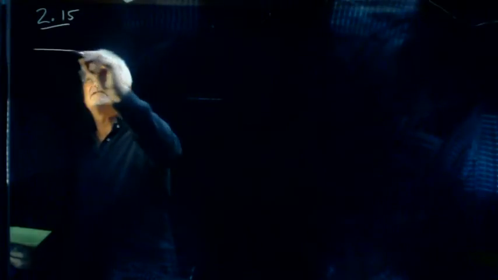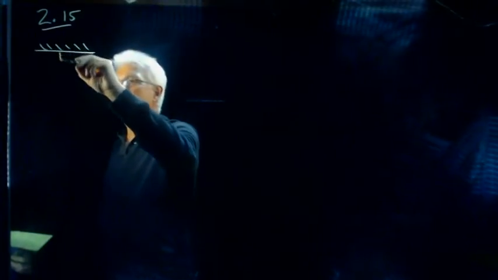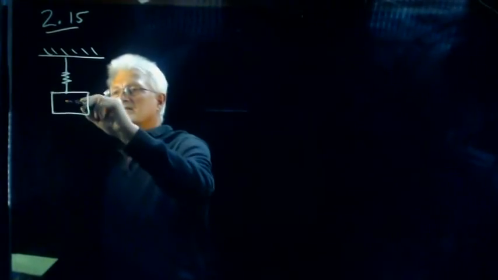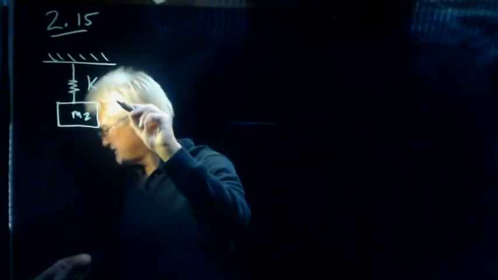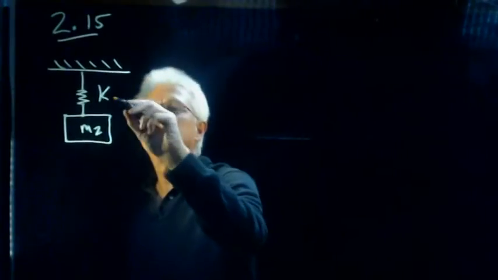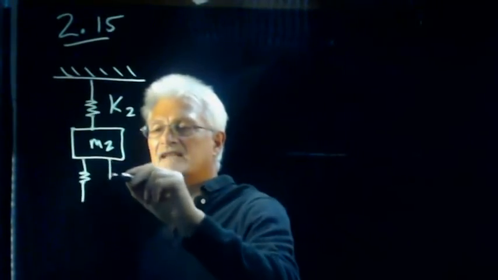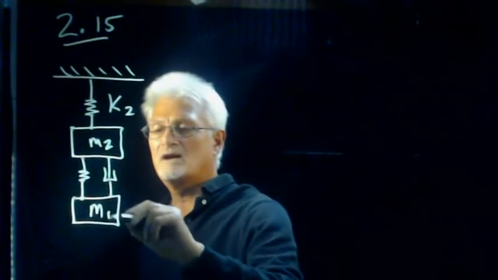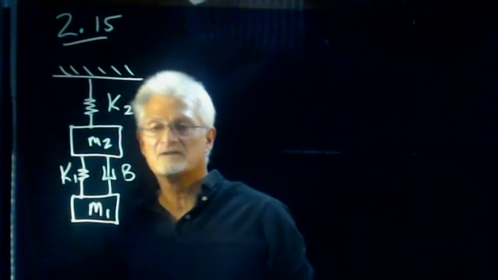First things first, let me draw a picture of it. In 2.15 we have two masses. We've got a mass connected by the spring. Here is M2. This is K. Sorry, I have to look and see if this is K2. Sorry, don't know my numbers here. And then we had a spring and a damper that are attached to mass number 1. This is going to be B, and this is K1. So we've got two springs and two masses.